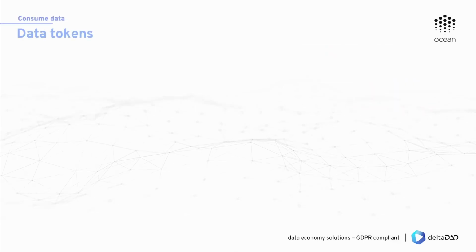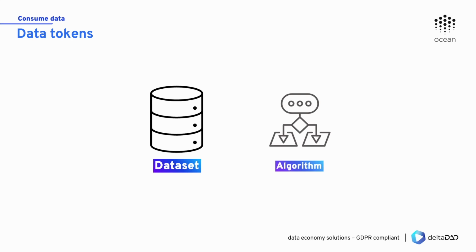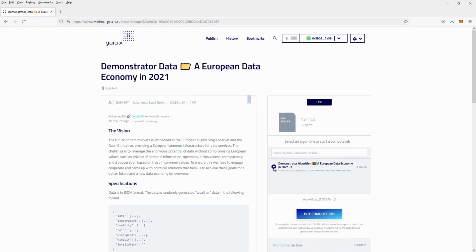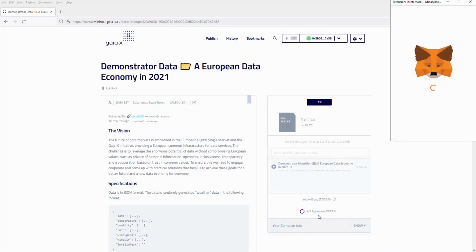As you already know, Ocean protocol is using token-based access control. Hence, you first need to buy the corresponding data tokens, one token for the dataset and one for the algorithm. Please click Buy Compute Job now.